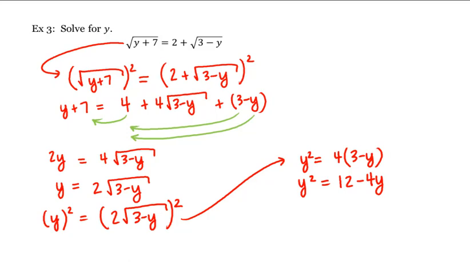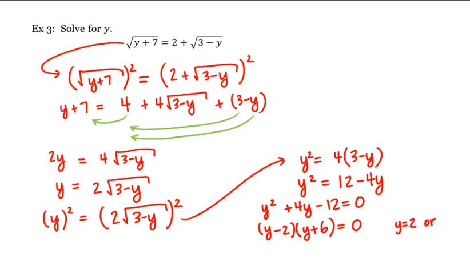And now distributing our 4 gives us y squared is equal to 12 minus 4y. And now we can bring all the terms to one side, which gives us y squared plus 4y minus 12 is equal to 0. And now we can factor the left-hand side. It factors into y minus 2 times y plus 6. So we have a product of factors equal to 0, which means either the first factor is 0, which means that y is equal to 2, or the second factor is 0, which means y is equal to negative 6. But remember, we have to check these answers.